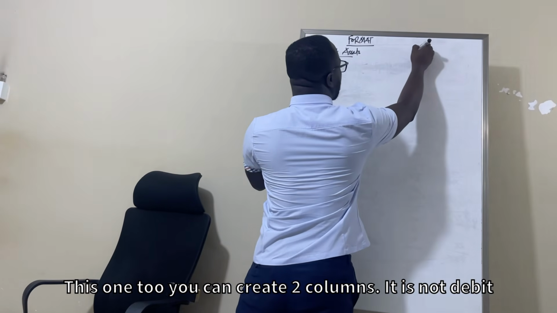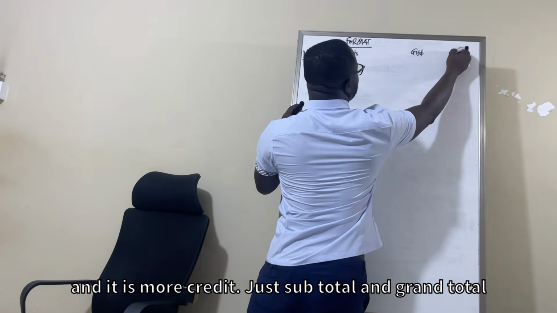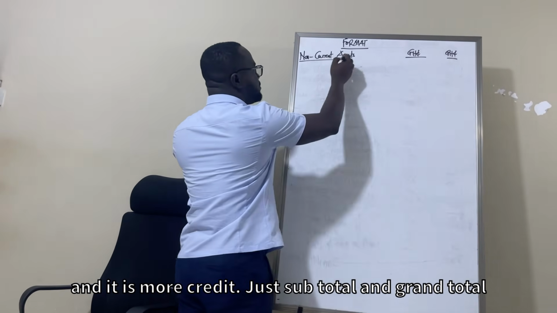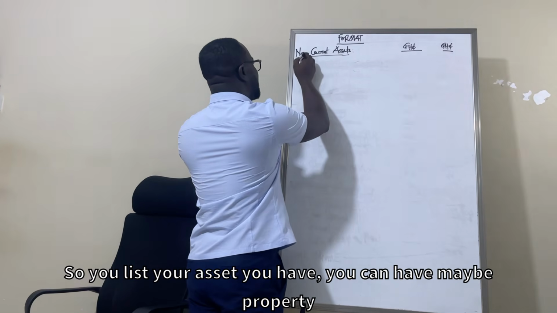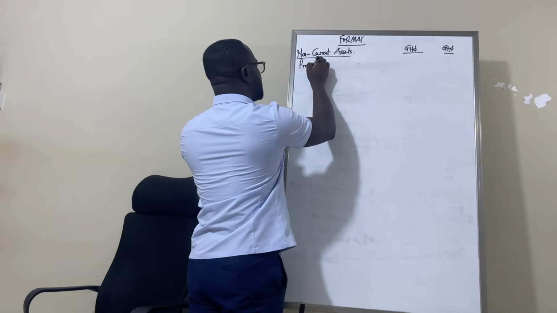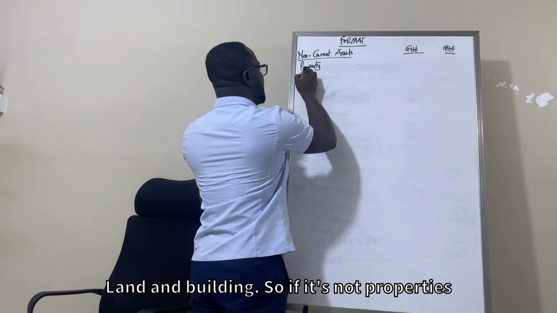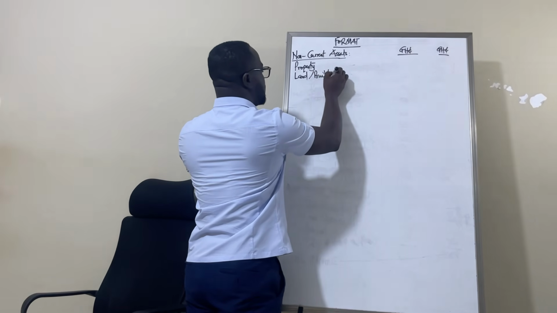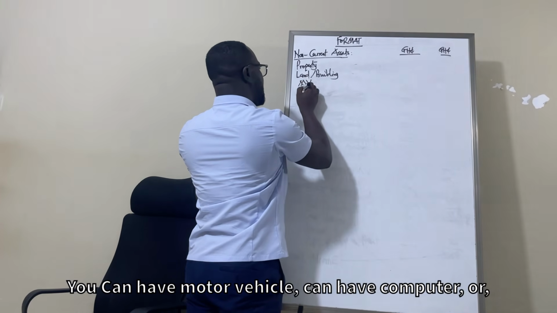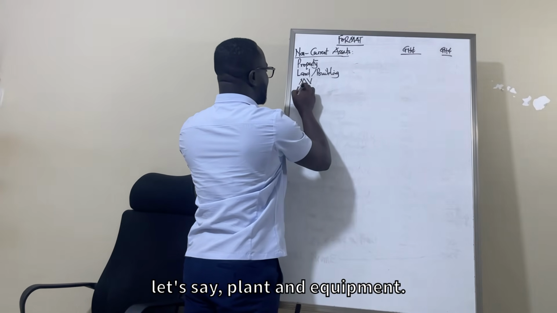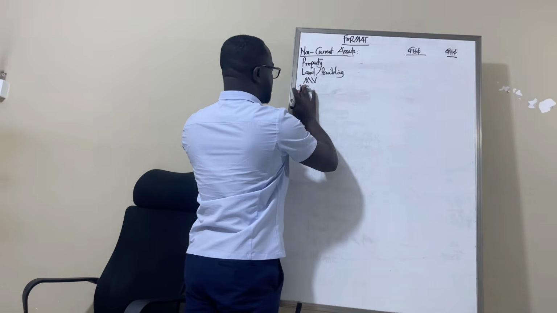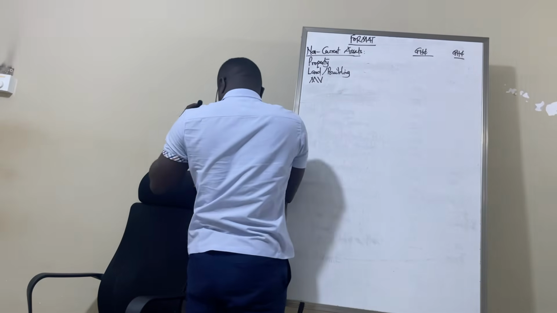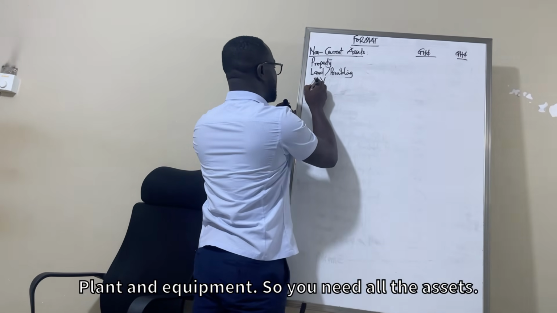This one too, you can create two columns. It is not debit and it is not credit. Just subtotal and grand total. So you list the assets you have. You can have maybe property, land and building. So if it's not property, it's land and building, as you already know. You can have motor vehicle. You can have computer, or let's say plant and equipment.